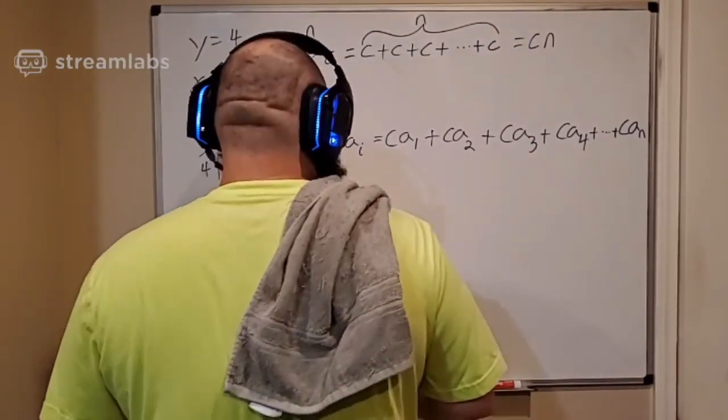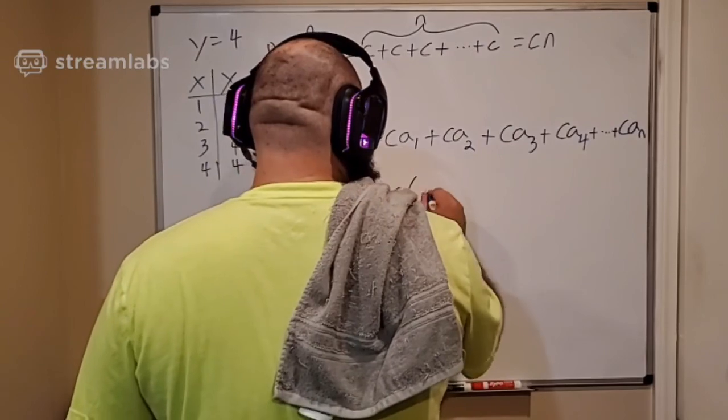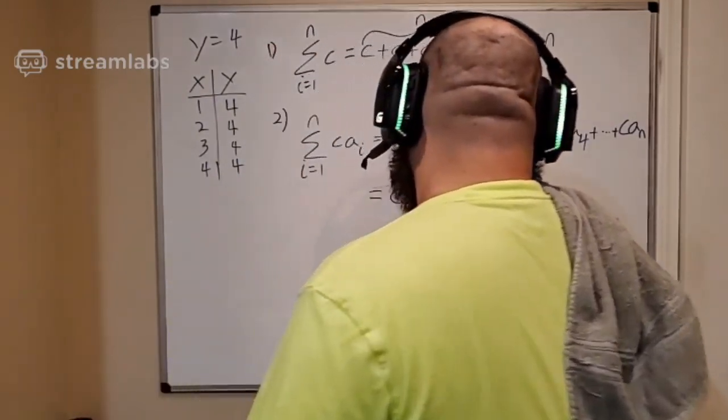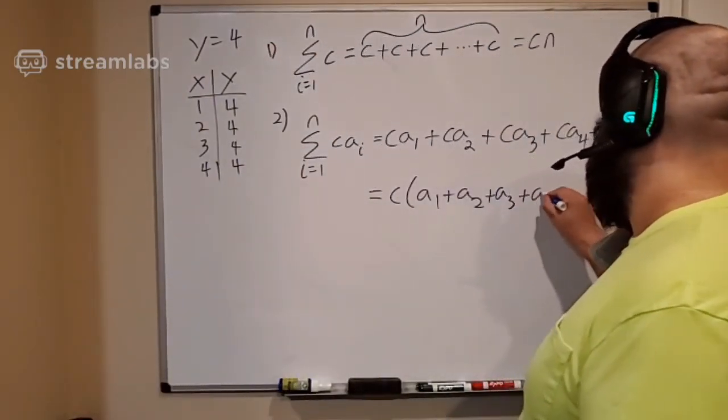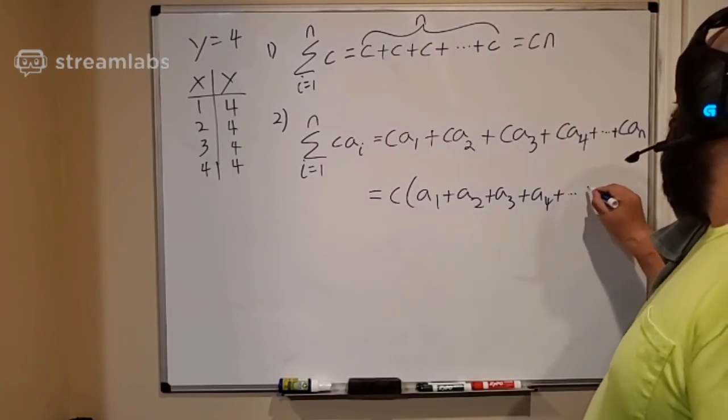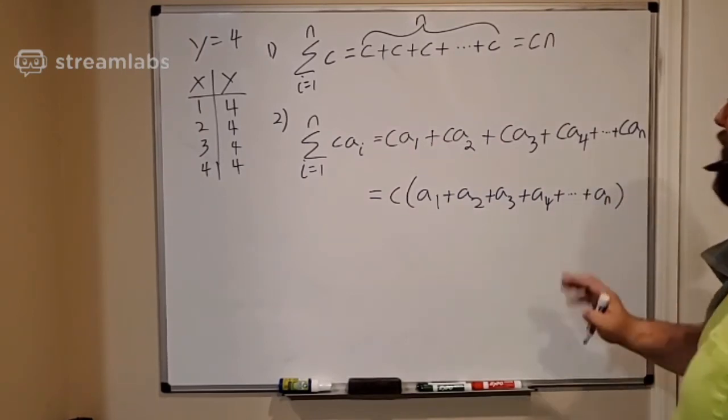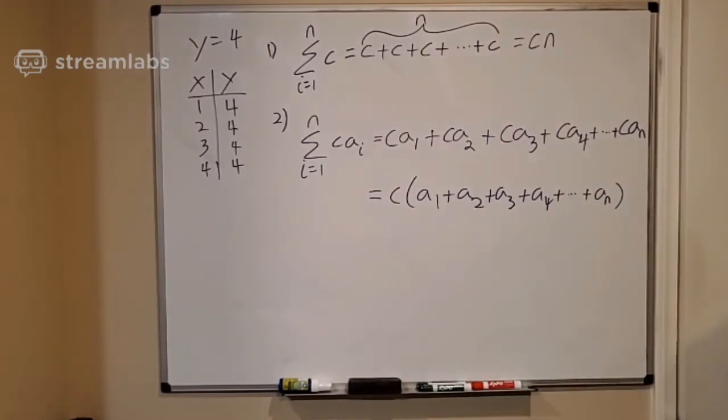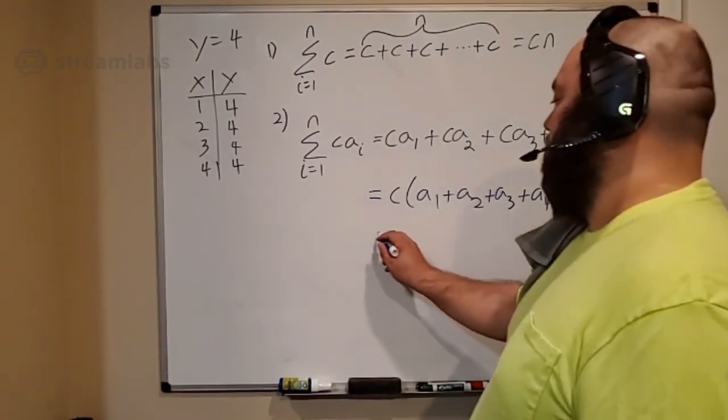So we get c times a1 plus a2 plus a3 plus a4 plus a sub n. Well, I really don't want to write all of those terms out. So how could I rewrite a1 plus a2 plus a3 plus a4 plus a5 up to a sub n? How can I rewrite this sum of a very long sequence of numbers?